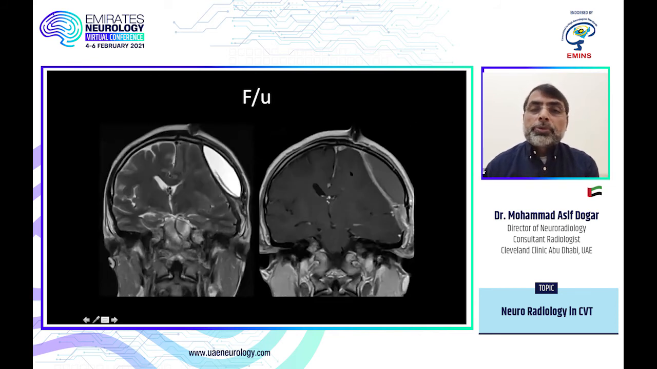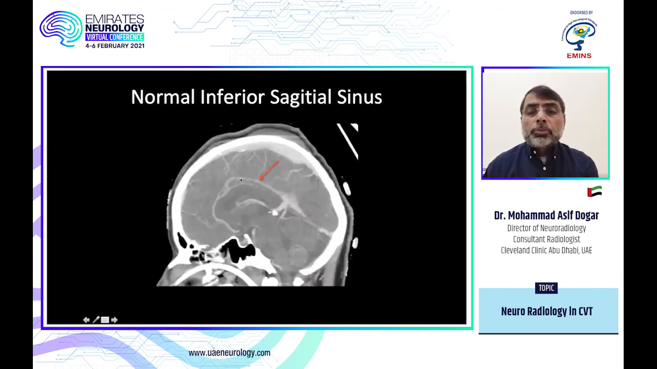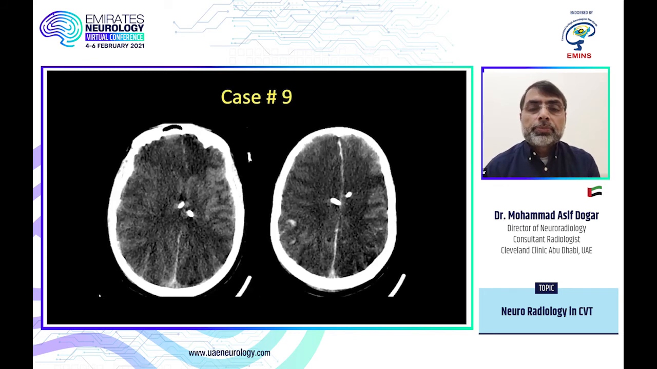And this is a follow-up exam after the treatment. Now it is smaller, almost collapsed, and you don't see it here. So this is the normal anatomy. You see here's the inferior sagittal sinus. It goes along with the vein of Galen to the straight sinus. So this patient presented with a large clot in the inferior sagittal sinus and all those tributaries which are draining into the inferior sagittal sinus.